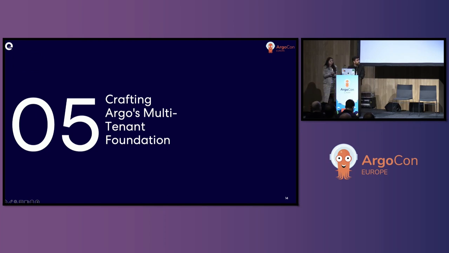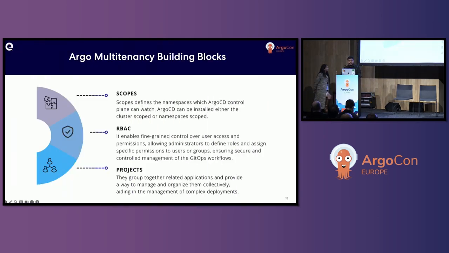Thank you, Achal, for giving a quick insight about the multi-tenancy EG internal developer platform, and lastly about the Argo control plane setup within EG. So for a multi-tenant setup, isolation is the key. We have to make sure our tenants are isolated and they are safe and secure. So for this, we will discuss the multi-tenant foundation. Majorly, there are three building blocks for multi-tenancy in Argo. One is scope, next is RBAC, and lastly is projects.